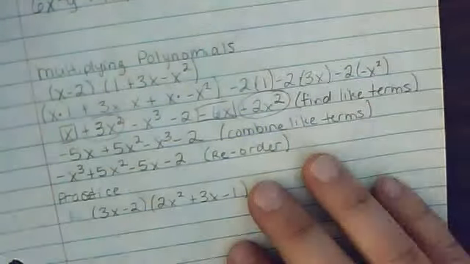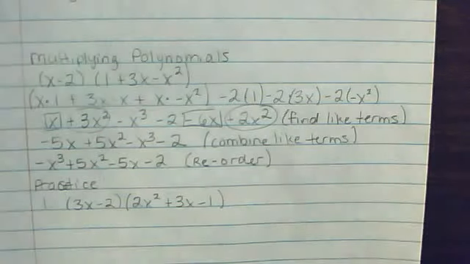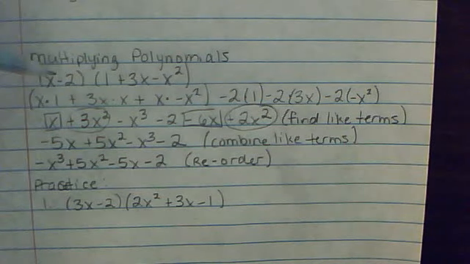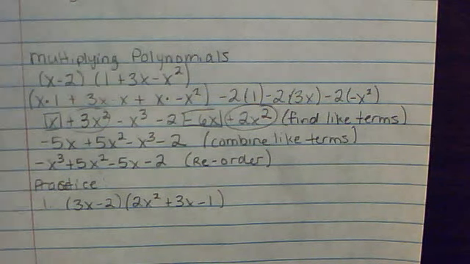Now, we're also going to be multiplying a polynomial by a polynomial. Here in this example, I've multiplied x minus 2 by 1 plus 3x minus x squared. Now what I want you to do is pause this right now and write down all the steps that I took to find it, and then we'll talk about them. So pause it right now, write down all the steps, and then we'll come back as soon as you press play.